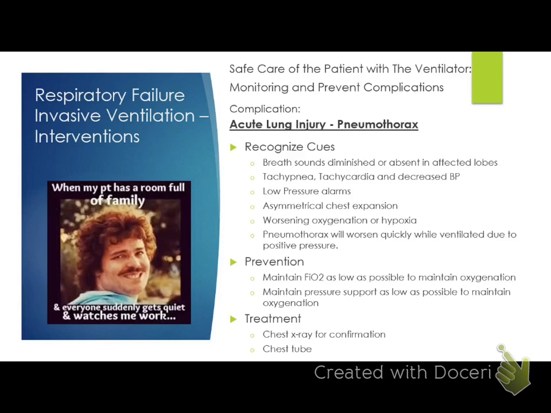Breath sounds diminished or absent in affected lobes. Tachypnea, tachycardia, possibly decreased blood pressure. We said decreased blood pressure is good for all of them. Tachypnea and tachycardia with any pneumo, and decreased blood pressure if the pneumo gets really big. Low pressure alarms on the ventilator. What is happening there? The ventilator was pushing air against a lot of pressure, and then you blew a lung. Whew, that went in a lot easier. So the ventilator is like, wait a minute, that just got a lot easier. It might send off an alarm. Asymmetrical chest expansion.